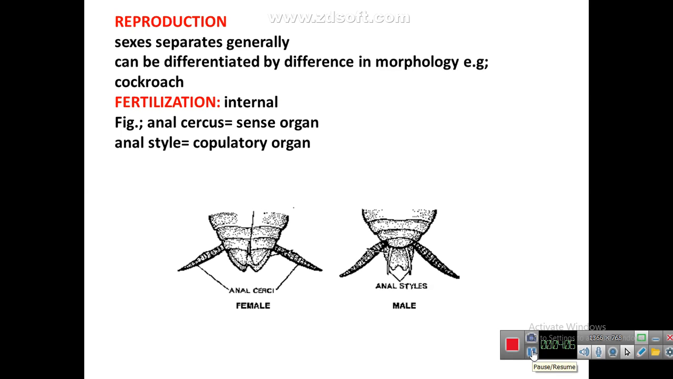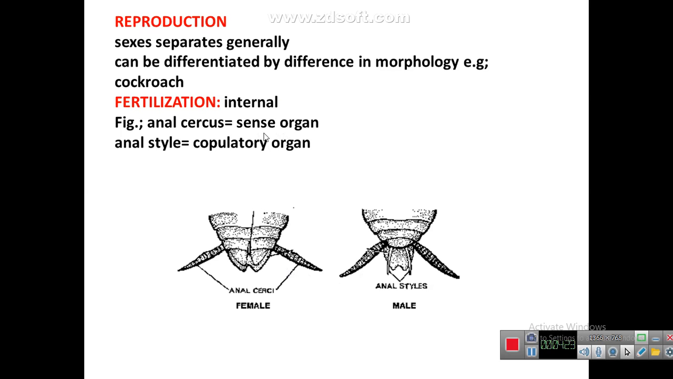Reproduction: sexes are generally separate. They can be differentiated by differences in morphology. For example, cockroach. This is the posterior part of the male and female cockroach. This structure is known as anal cercus or anal cerci, present in both male and female.